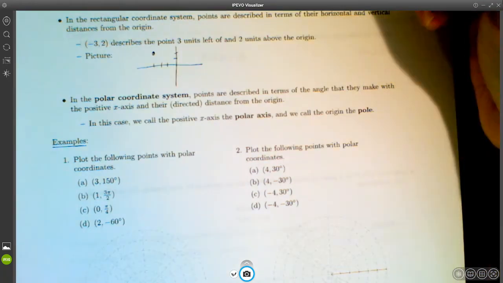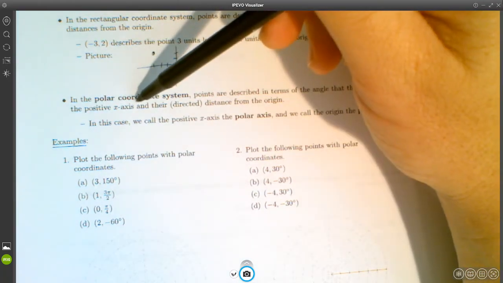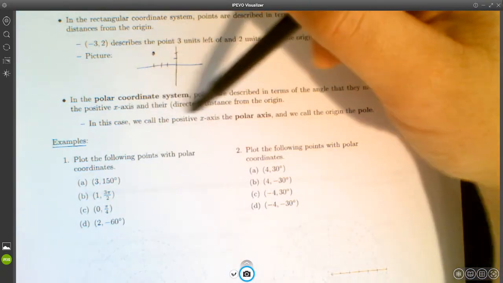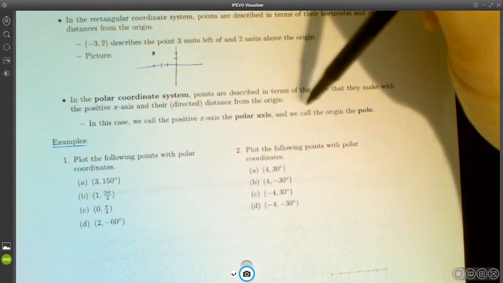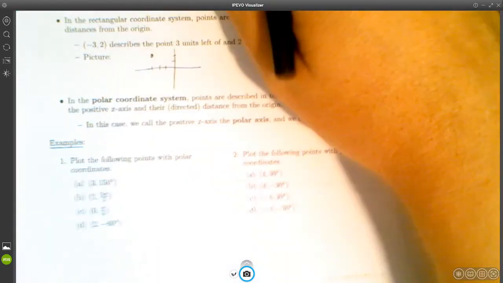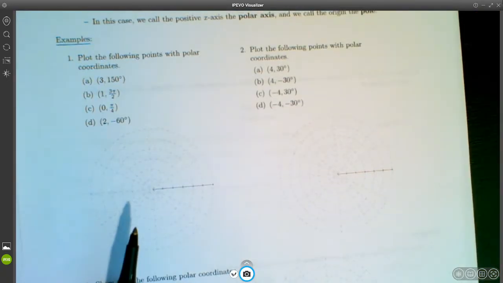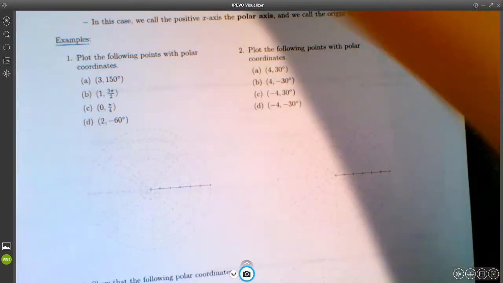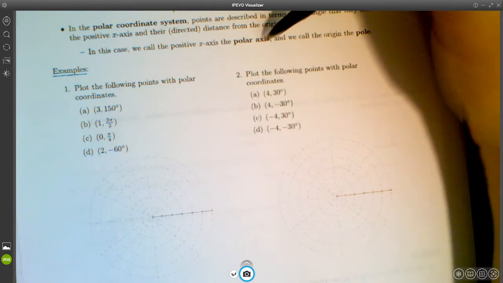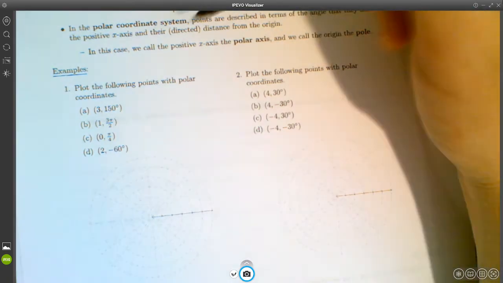In the polar coordinate system, points are described in terms of the angle that they make with the positive x-axis and their directed distance from the origin. So in this case, we call the positive x-axis the polar axis, and we call the origin the pole. I'm probably not going to use those terms. I always mess up and just call them the x-axis and the origin. But for your own reference, it's technically the polar axis and then the pole. So let's just practice plotting some points.